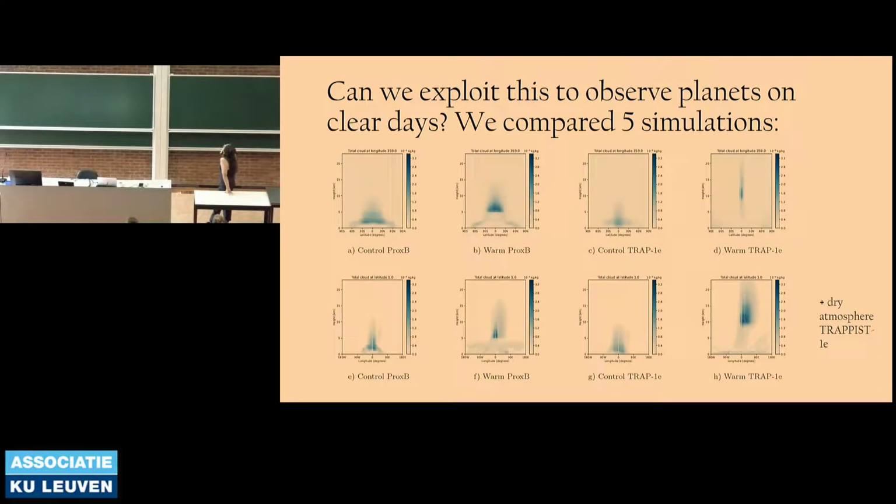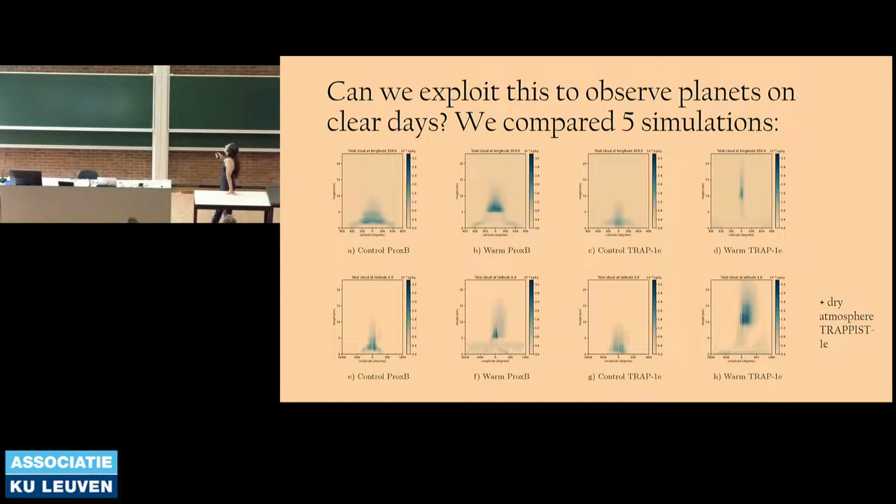So we wanted to know whether we could exploit this cloud variability in order to observe planets on clear days. And to do that, we ran 5 simulations with different amounts of cloud cover and different atmospheric dynamics. So we ran a control simulation of our Proxima Centauri b model, which uses the canonical data for this planet, and a control simulation of our Trappist 1e model, which also uses the canonical observational data for the planet.